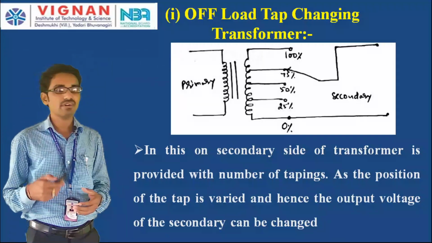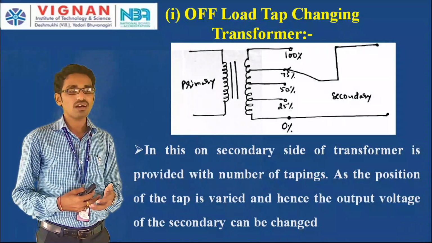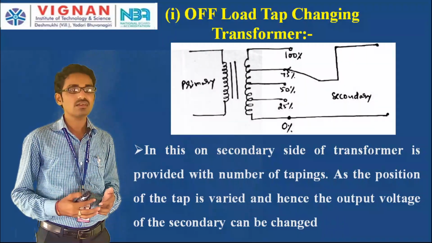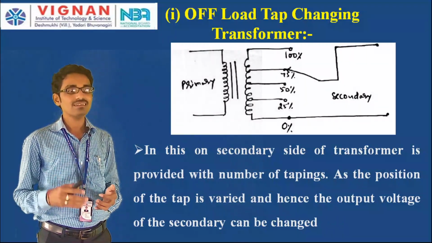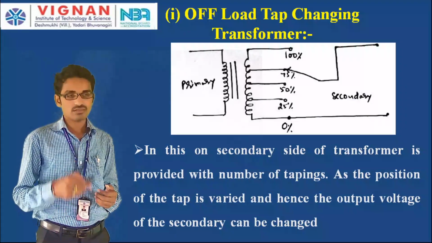However, we can control for variable voltages here. As we change the mobile arm from one position to another, we are controlling the voltage on the secondary side.